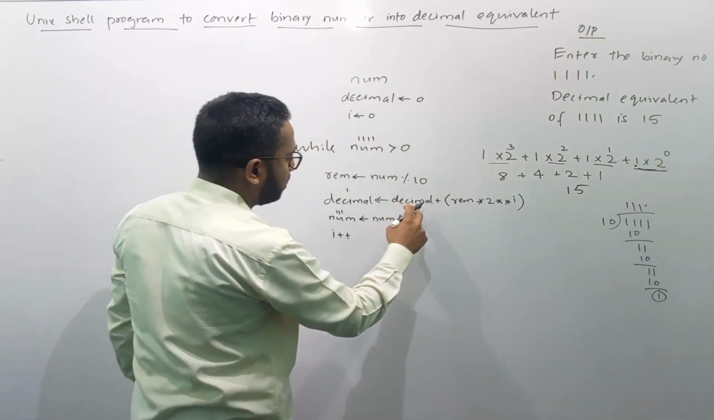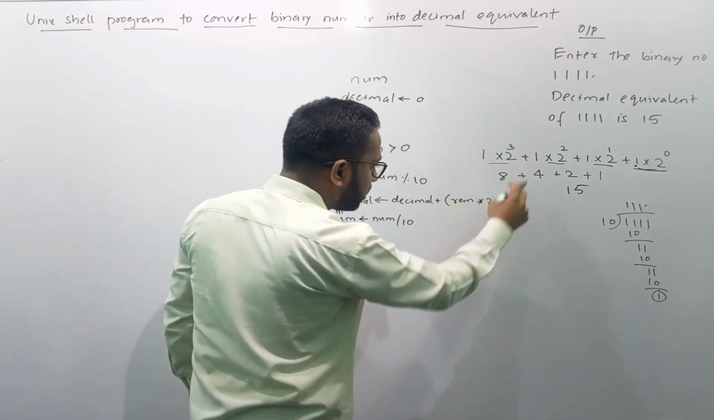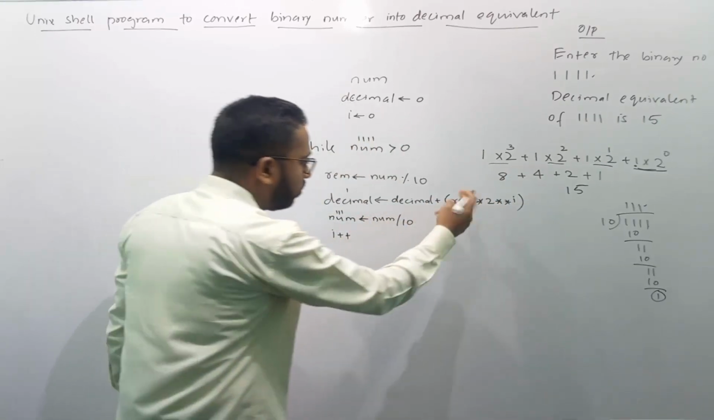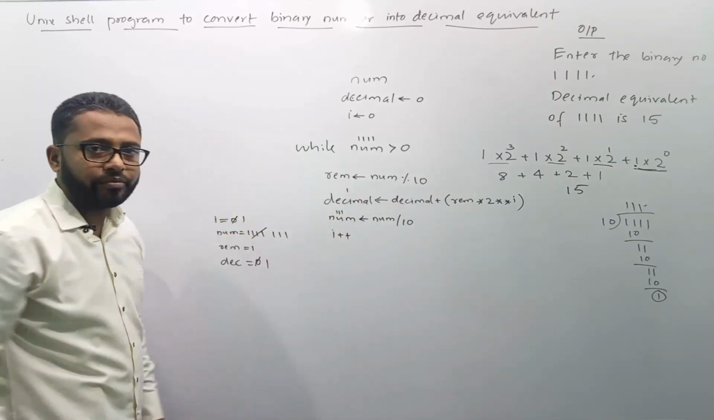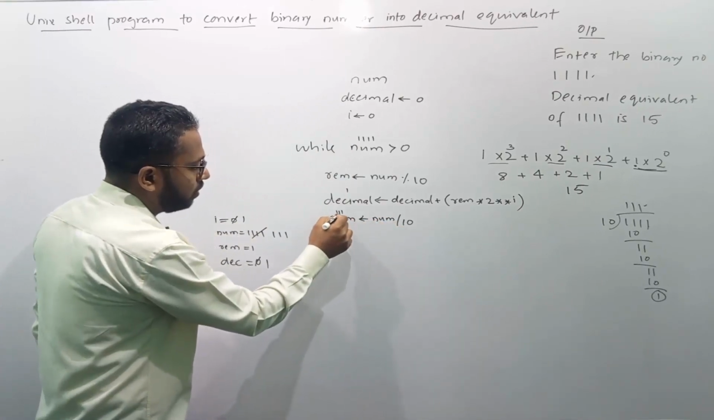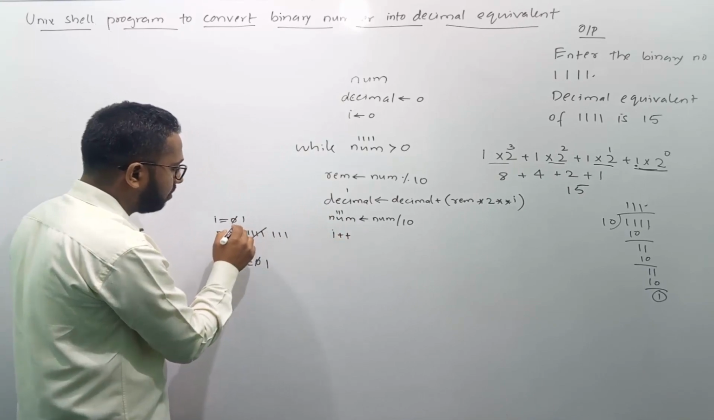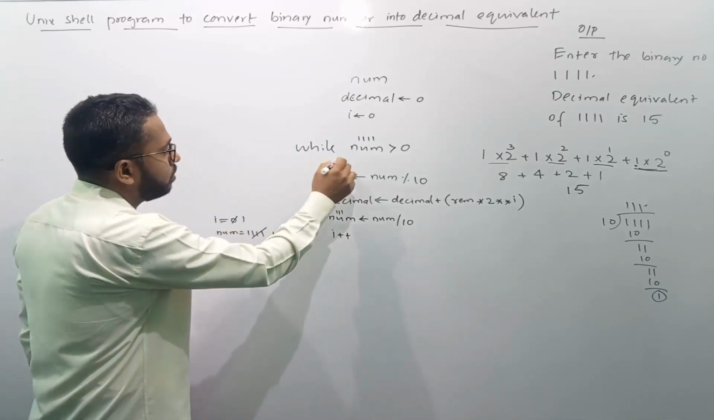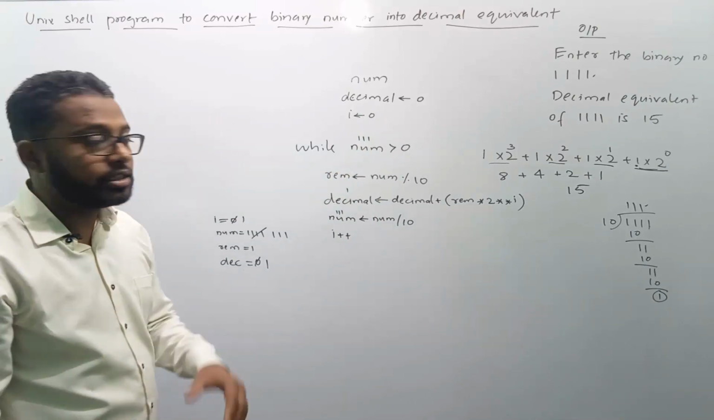Okay, decimal equals decimal is 0, 0 plus remainder is 1, 1 into 2 raised to 0, which is 1, 1 into 1 plus 0 will get decimal as 1. Okay, now next is num by 10, and we'll get 111. Again I gets incremented by 1, I becomes 1, so control comes back to while where we are checking 111 whether it is greater than 0 or not.